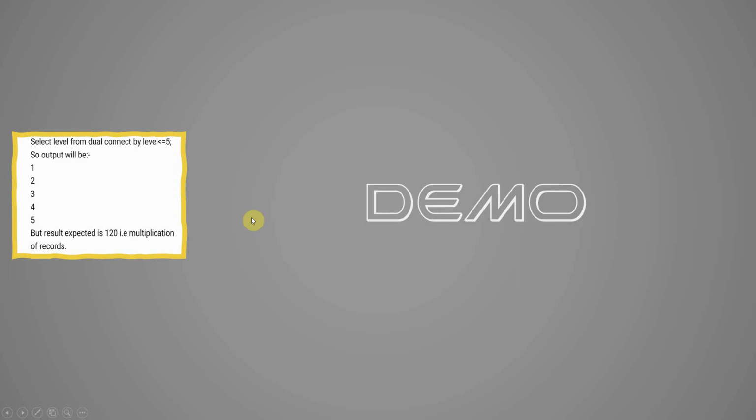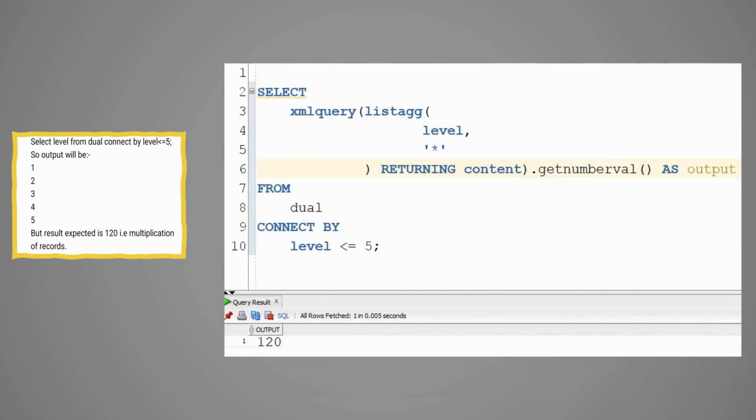Now let me show you the documentation. In fact, this is the query. These are the two main parts we have used. One is the listagg, to convert the row wise values into a multiplication symbol separated string, and then I am using the XMLQuery to evaluate the string, and I am using the getNumberVal to extract the number from the string. So here is the quick documentation for your reference.